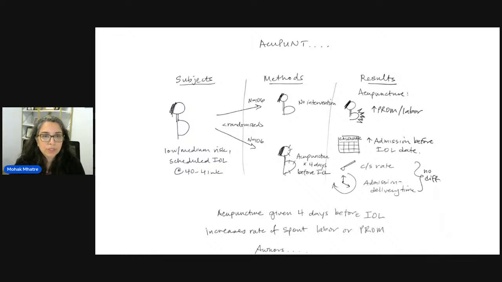So pregnant patient, I had to randomize, very simple, 106 in each group. In my mind, I sketched out either no intervention or having some acupuncture. So I imagined drawing some needles all over the pregnant patient. I wanted to show some action showing increased rates of PPROM in labor. I wanted to have something about a calendar because they had higher rates of admission before induction when you had acupuncture. I wanted to describe the section rate and the admission to delivery time, because that's always an interesting endpoint that readers want to know, and their final conclusion.